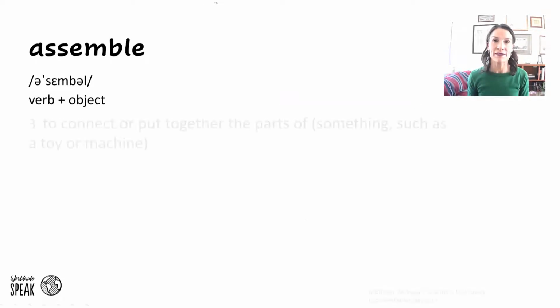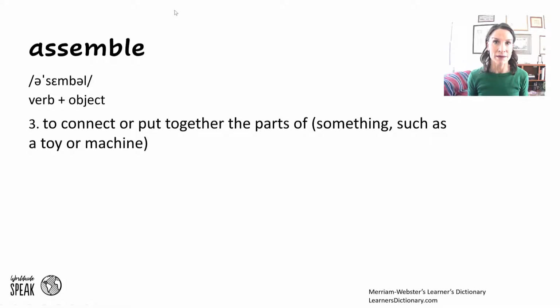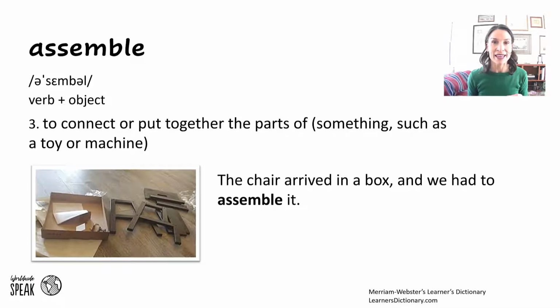And a third meaning of assemble, when I use it with an object, means to connect or put together different parts of something, like a toy or a machine, or in this example, a piece of furniture. The chair arrived in a box and we had to assemble it.